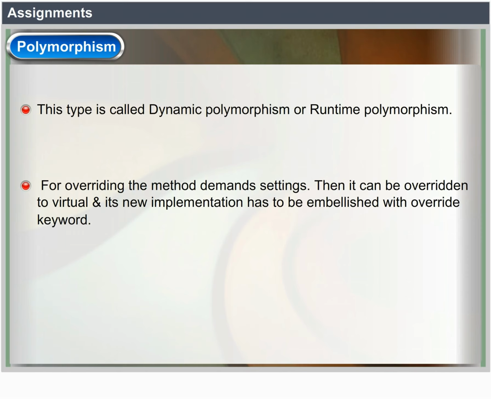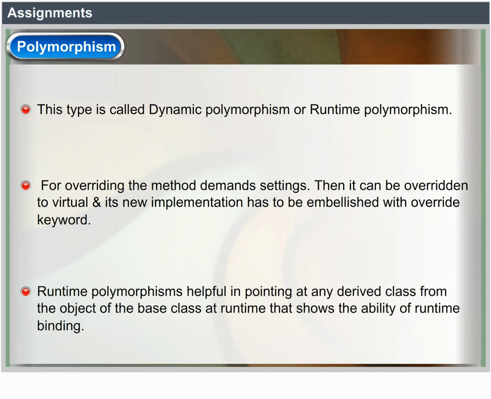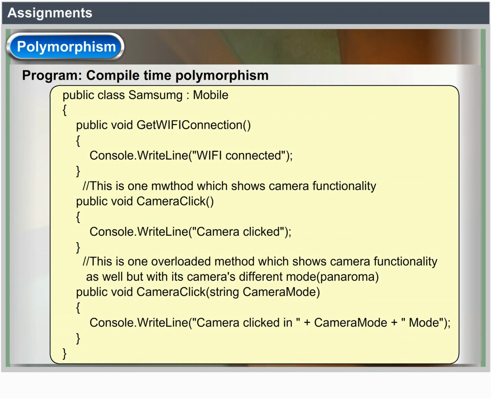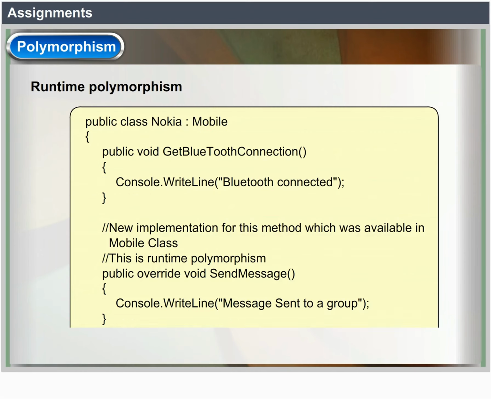For overriding the method, the base method can be marked virtual and its new implementation has to be embellished with the override keyword. Runtime polymorphism is helpful in pointing at any derived class from the object of the base class, and it shows the ability of runtime binding. Program: compile time polymorphism shown here. Runtime polymorphism shown here.